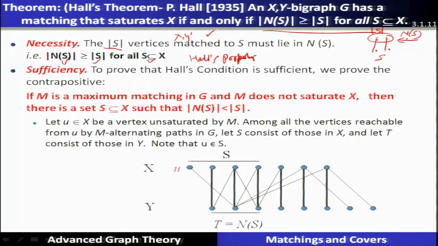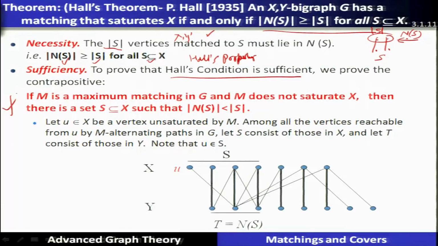Now, let us see the sufficiency condition. In the sufficiency condition, we are given Hall's condition, let us say. Now we have to prove it by contrapositive. Let us see the statement of the contrapositive.